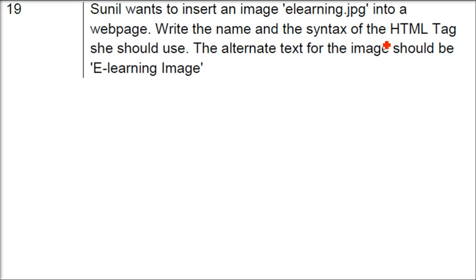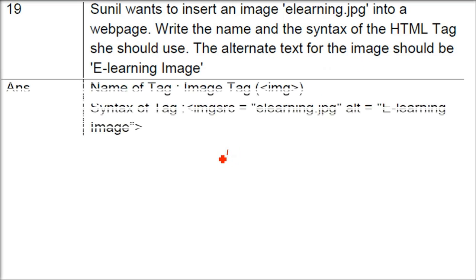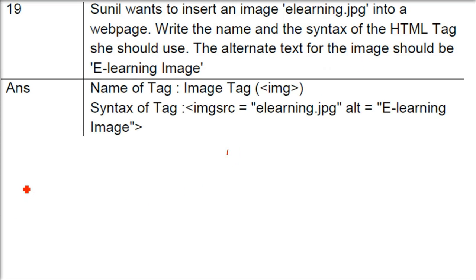Sunil wants to insert an image, e-learning JPG, into a web page. Write the name and the syntax of the HTML tag she should use. The alternate text for the image should be e-learning image. For that, what will we do? The answer is in front of you, but these are different ways you have to write, because 2 questions are being asked, not 1 question. So you have to write the answer of each part. You cannot just combine them. Then only you will get the full marks.